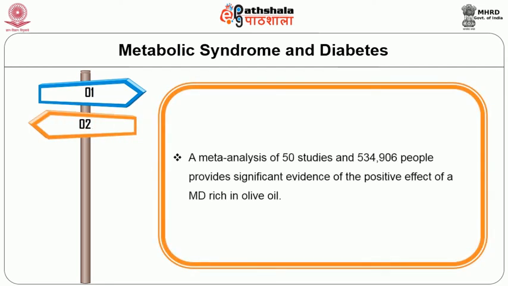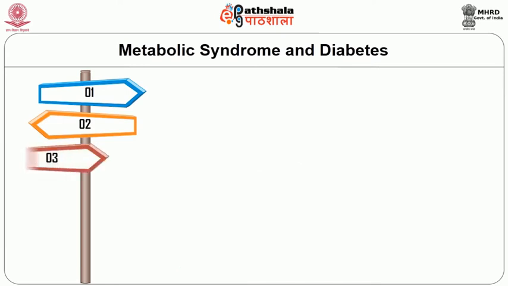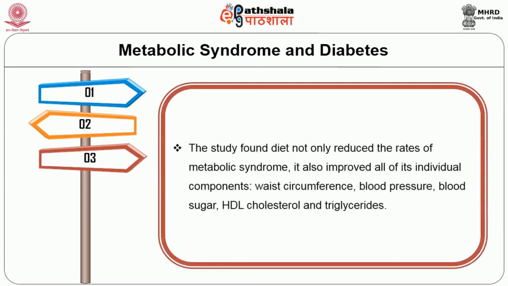A meta-analysis of 50 studies provides significant evidence of the positive effect of a Mediterranean diet rich in olive oil. The study found that not only did the diet reduce the rates of metabolic syndrome, it also improved all of its individual components like waist circumference, blood pressure, blood sugar, HDL cholesterol, and triglycerides.